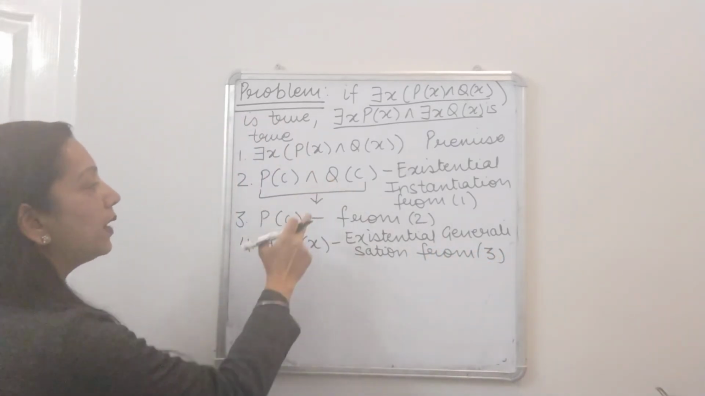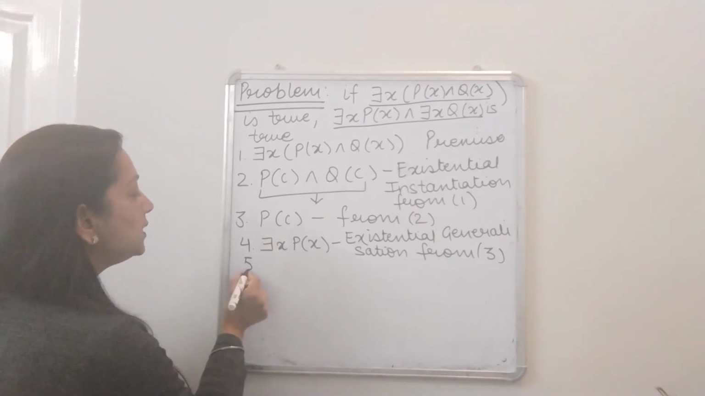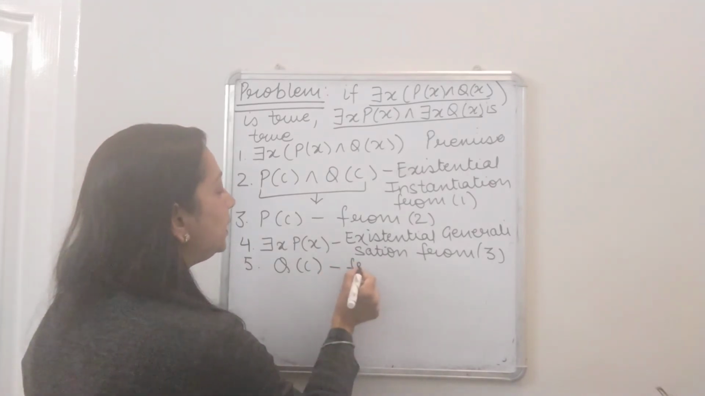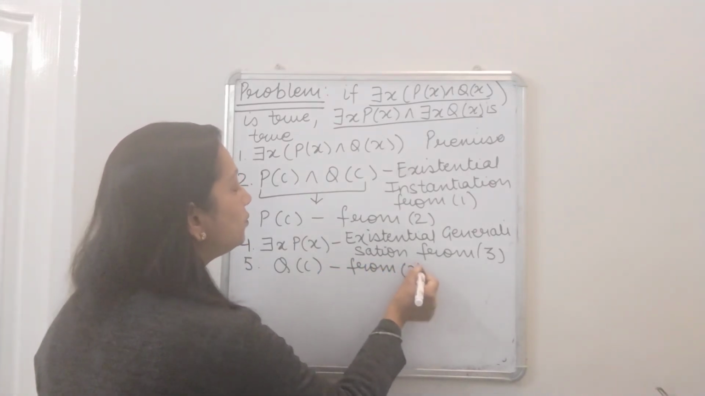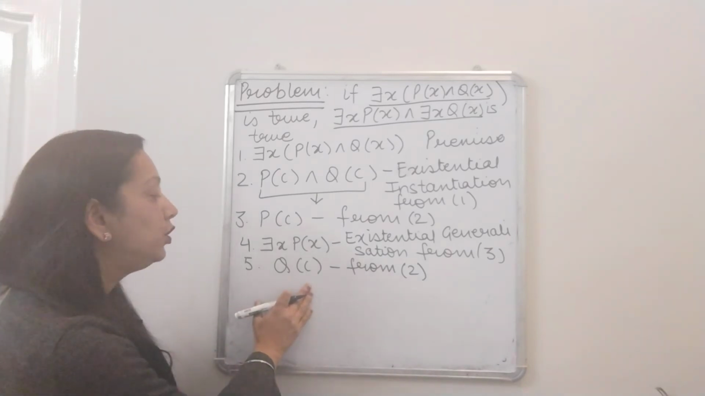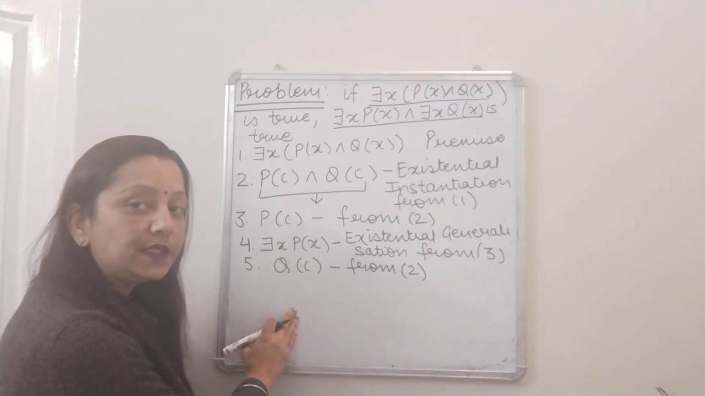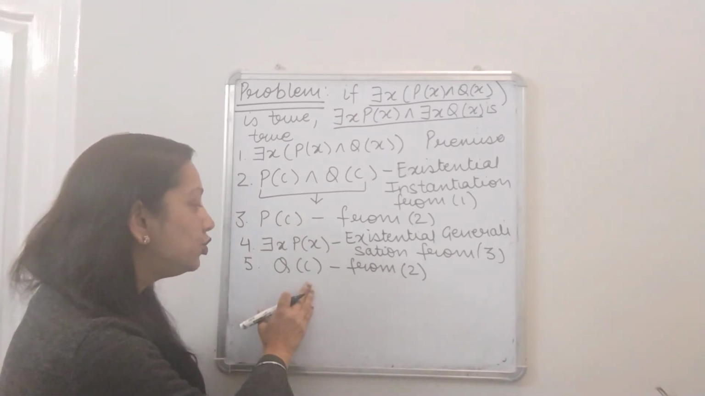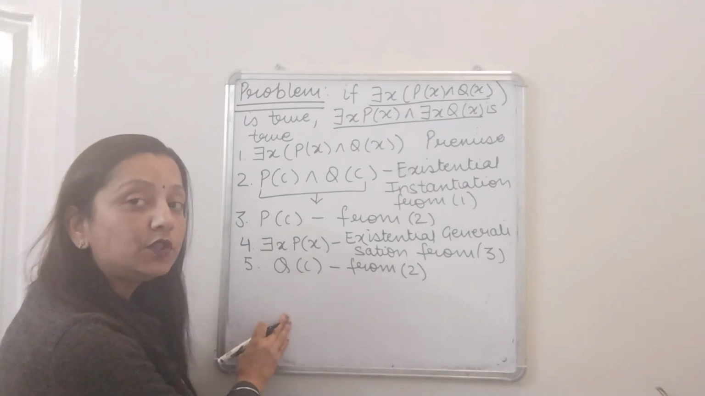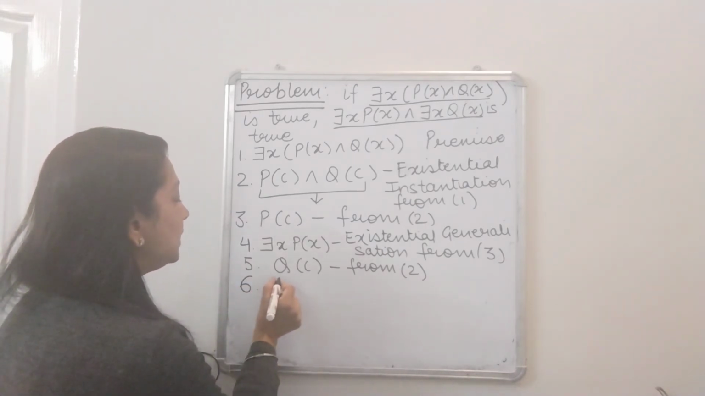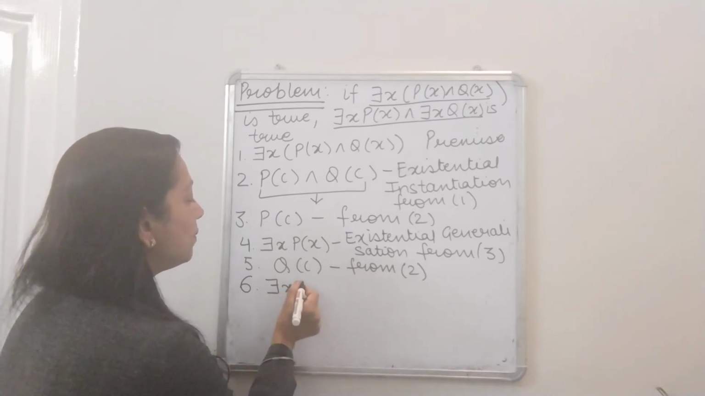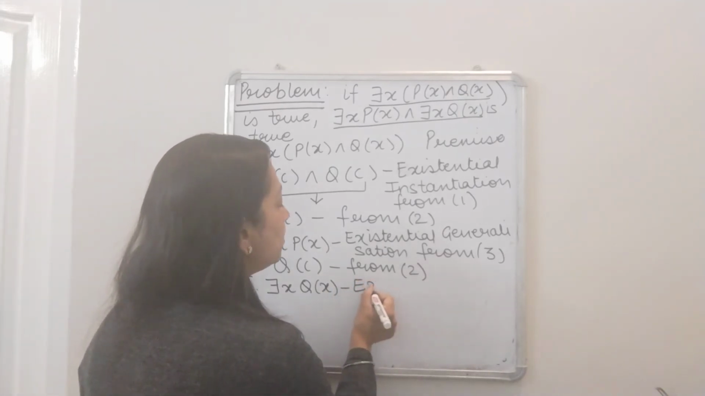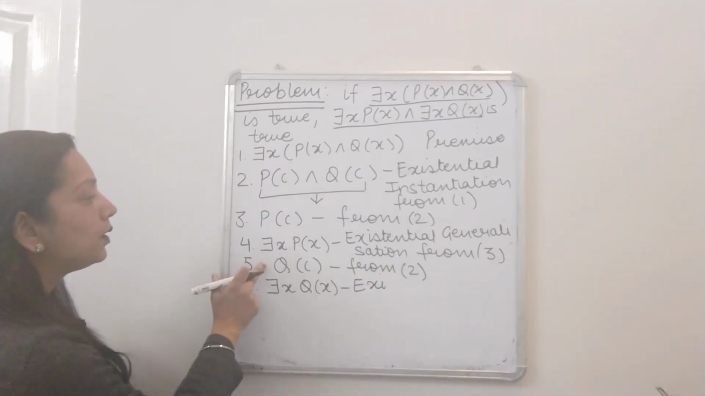Again, I can write down Q(c) separately here from the second premise, just like I wrote P(c). So this Q(c) I have written separately from the second premise. On this Q(c) also I can apply the rule of existential generalization, which says that if there exists some c for which Q(c) is true, then there also exists some x for which Q(x) is true. So I can say if Q(c) is true, then there exists some x for which Q(x) is true. So this is existential generalization on the fifth premise.